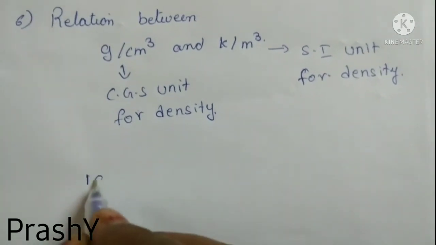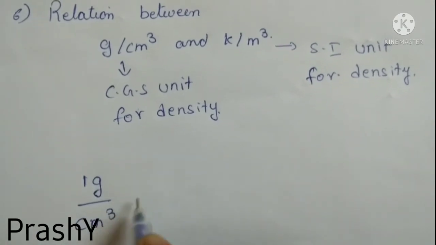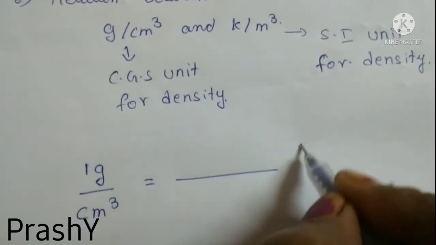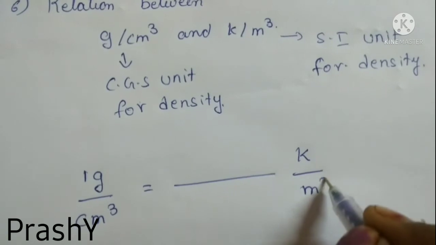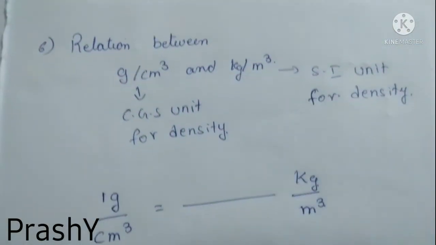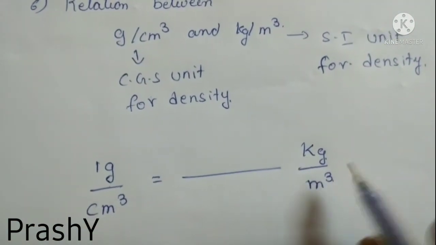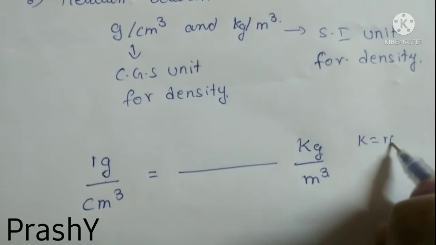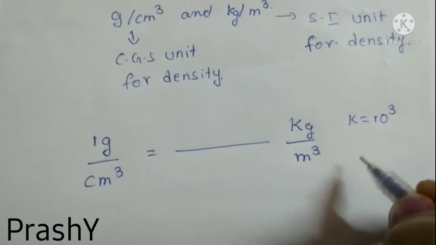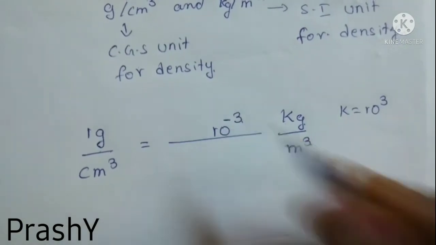So 1 gram per centimeter cube is equal to dash kg per meter cube. Now here we have gram, here we have gram, here we have kilo. Kilo value is 10 power 3. Since it is on the right hand side, we have to write the reciprocal. So 10 power minus 3.